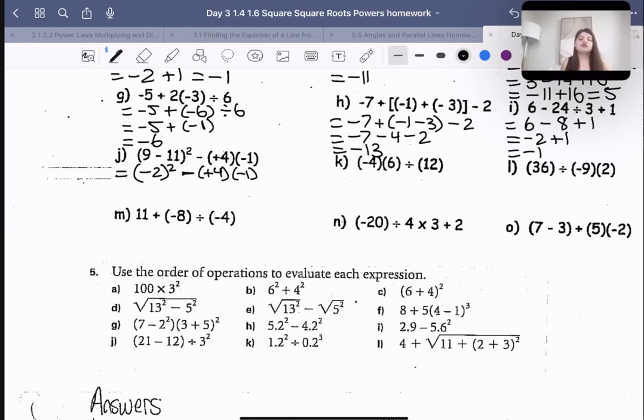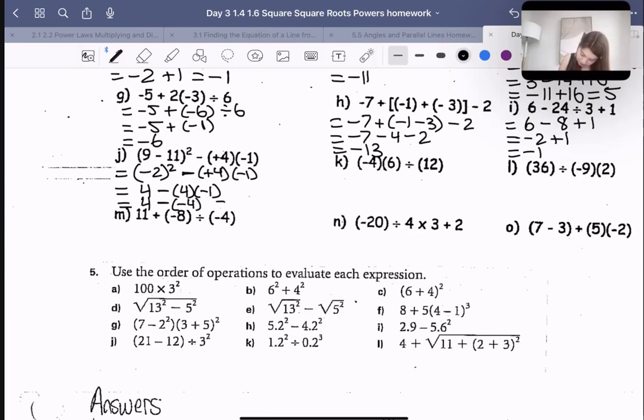Next question, are there any exponents? Yes, there are. Negative 2 squared, well, the squared is an exponent, so negative 2 squared is 4. Good. Now, is there any multiplication or division? Well, yes, there's multiplication. There's 4 times negative 1, which is negative 4.